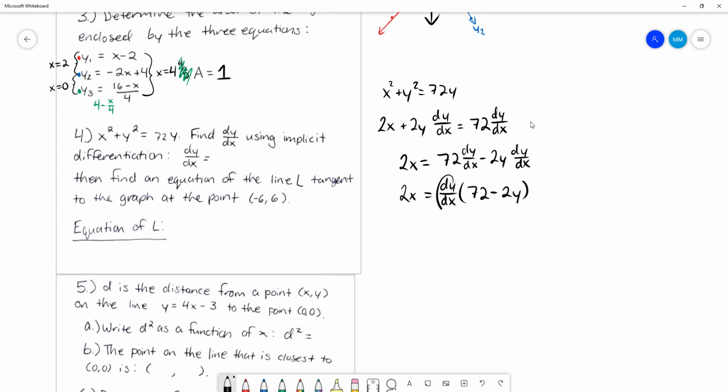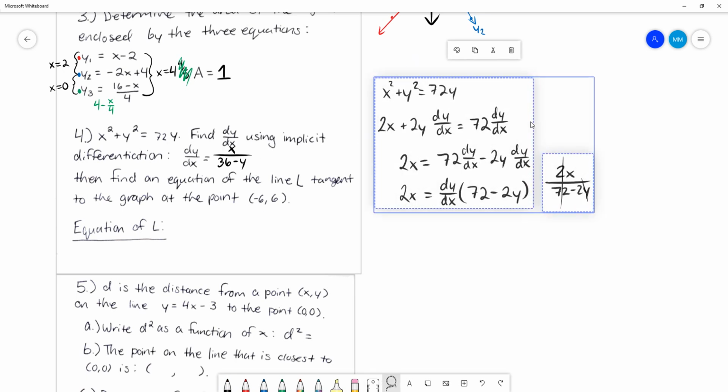Okay, and now to get dy/dx by itself, I just divide this off. So our dy/dx is going to be 2x divided by this. I am going to cancel out those 2's, so it's just going to become x over 36 minus y, right? Because this would be 2x over 72 minus 2y. I can factor 2 out of all of those, and it becomes this.